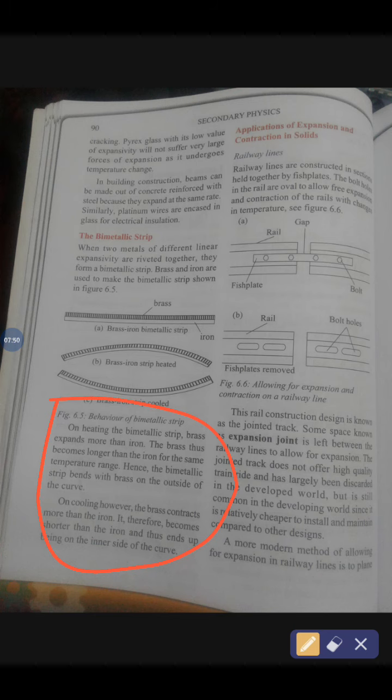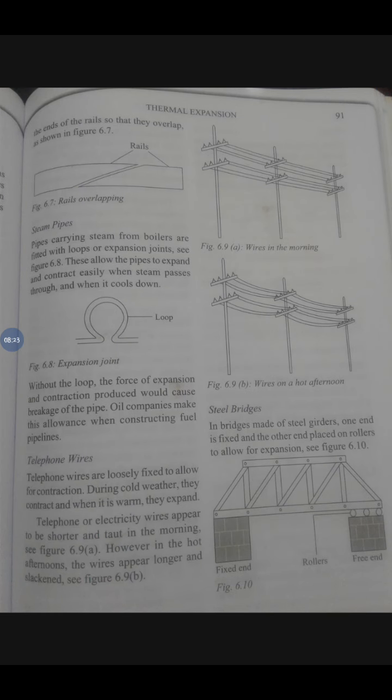Now that brief note tells us that when you heat a bimetallic strip, brass expands more than iron. I've said that. So when it expands more, it becomes longer. That is why it ends up forming the outer curve. The iron that is shorter will take the inner curve in a case of heating. When you do it the other way around, when you start cooling, the brass will contract more than iron. Therefore, iron becomes longer than brass. In that particular case, iron will form the outer curve.